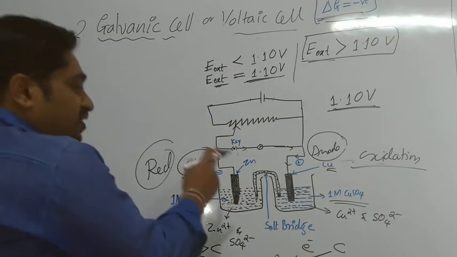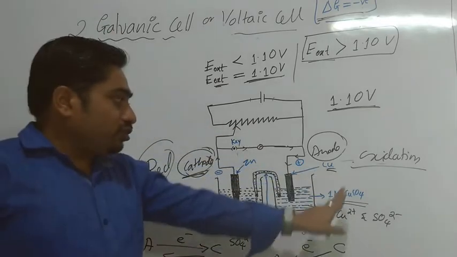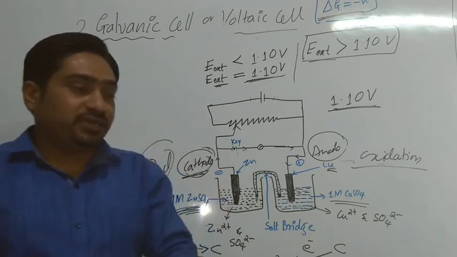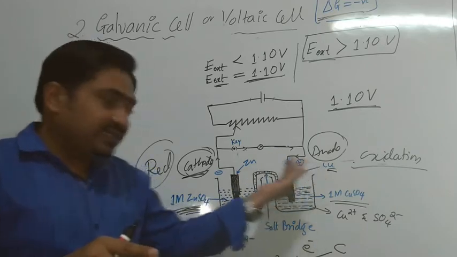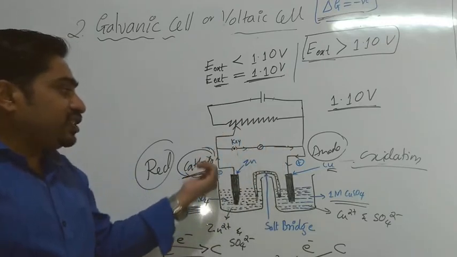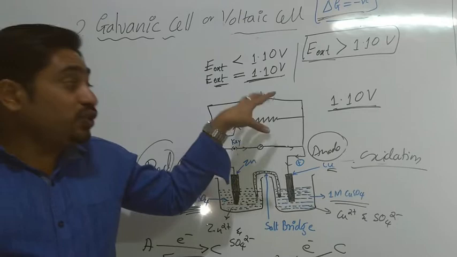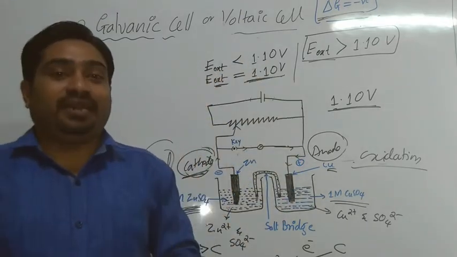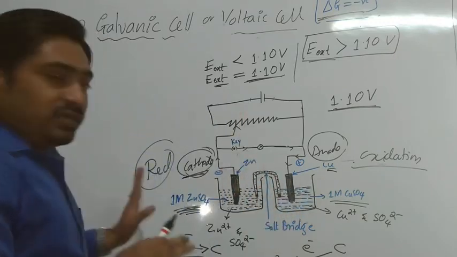So this reaction is a non-spontaneous chemical reaction. The oxidation of copper in the presence of zinc is non-spontaneous. The oxidation of zinc in the presence of copper is spontaneous, and the reverse is non-spontaneous. The non-spontaneous chemical reaction takes place by adding external electric current. So now the entire cell behaves as an electrolytic cell.